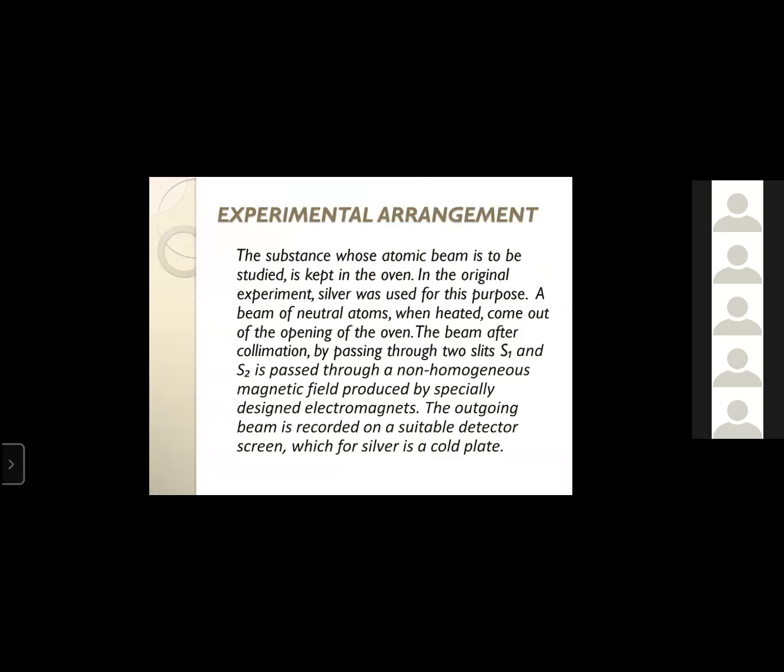Experimental arrangement. The substance whose atomic beam is to be studied is kept in the oven. In the original experiment, silver atom was used for this purpose. A beam of neutral atoms, when heated, comes out of the opening of the oven. The beam, after collimation by passing through two slits S1 and S2, is passed through a non-homogeneous magnetic field produced by specially designed electromagnets. The outgoing beam is recorded on a suitable detector screen, which for silver is a cold plate.